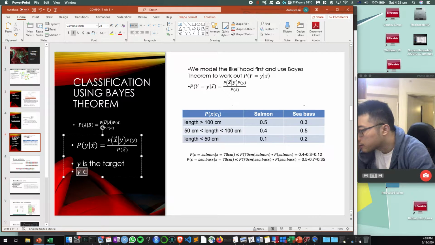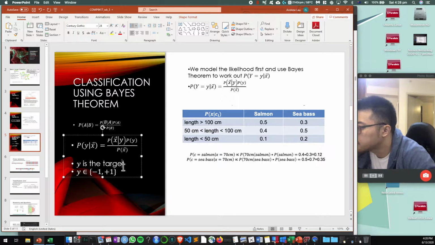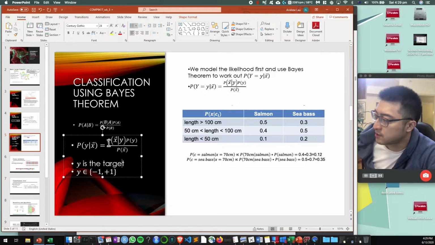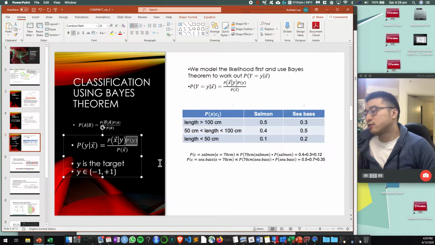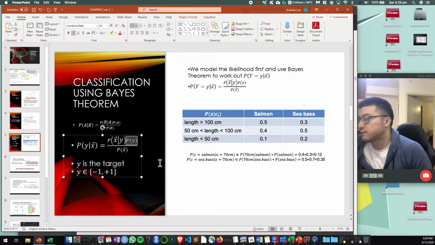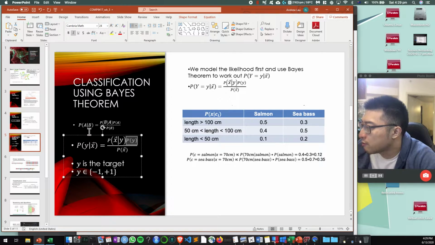Let's call it -1 and +1. So it's either or, right? This is a binary classification. It may not have to be binary. In fact, you can apply this to a regression example, although you'd have to use a probability distribution of some sort as opposed to a discrete one. But that's fine.